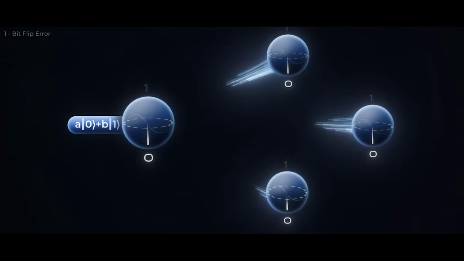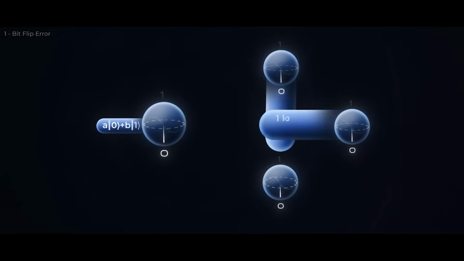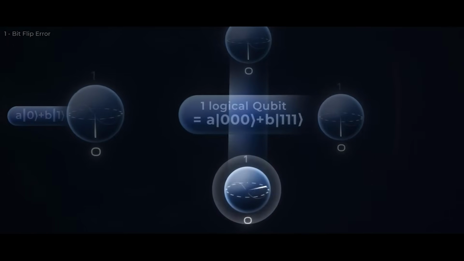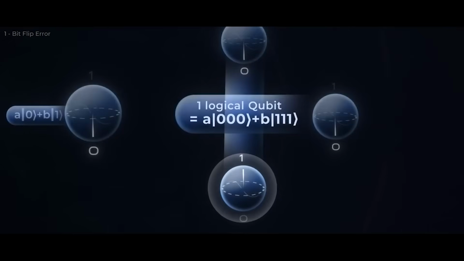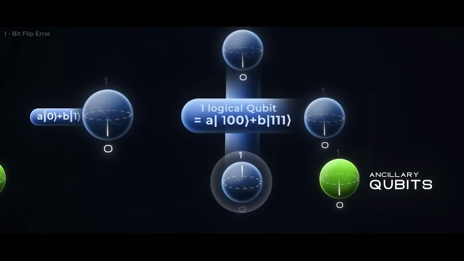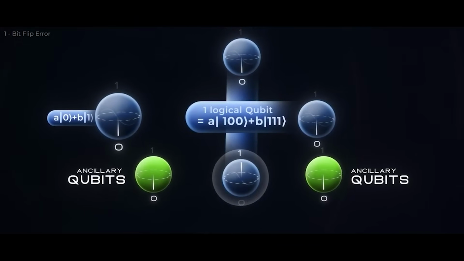So the basic equation becomes like this. Instead of 0 plus 1, we will store this information as 1 logical qubit equals 000 plus 111. Now, let's say one bit flips from 0 to 1, then the equation becomes logical qubit equals 100 plus 111. Here, to rectify this error, some helper qubits, also called ancillary qubits, are deployed through quantum gates.